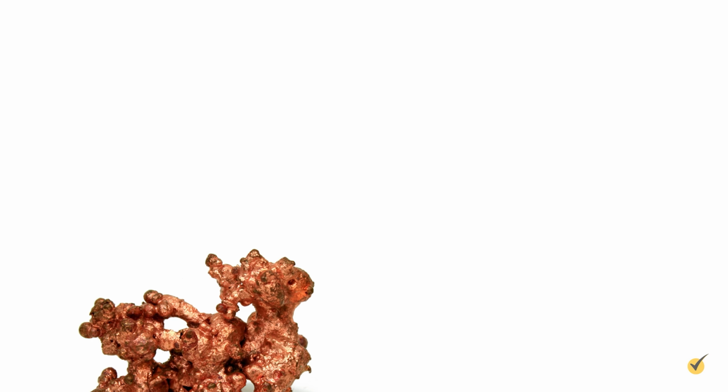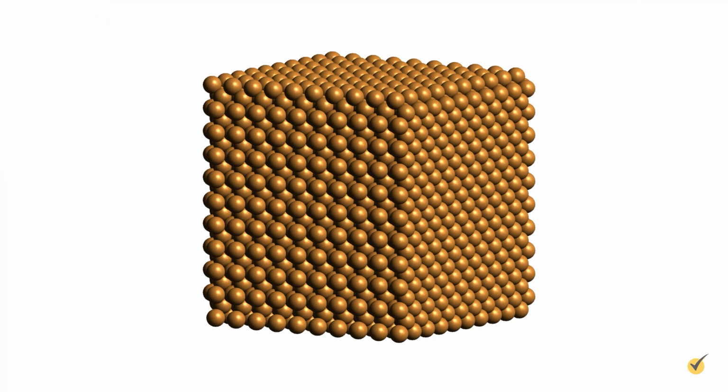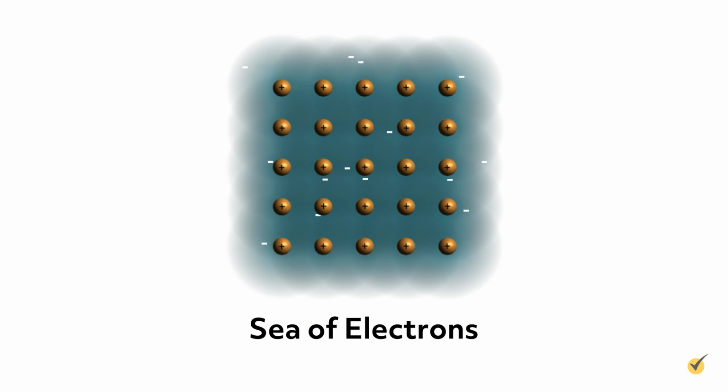Lastly, metals like copper or gold are held together by metallic bonds, or what is colloquially referred to as a sea of electrons. The valence electrons of each metal atom are more or less free to swarm around the lattice of metal cations. This unique type of bonding explains a lot about the physical properties of metals, which we will explain as we go.